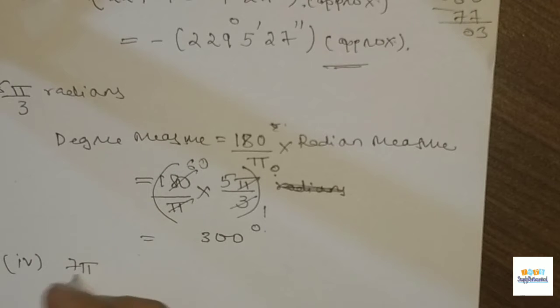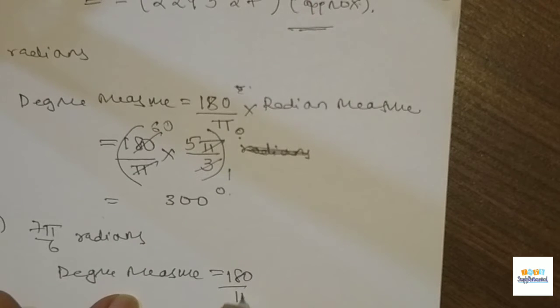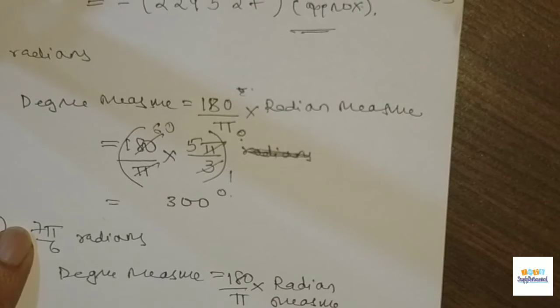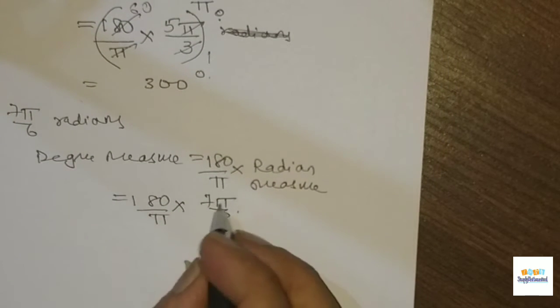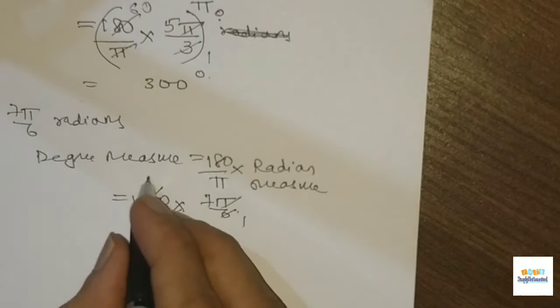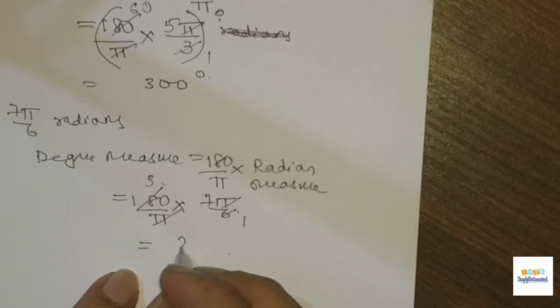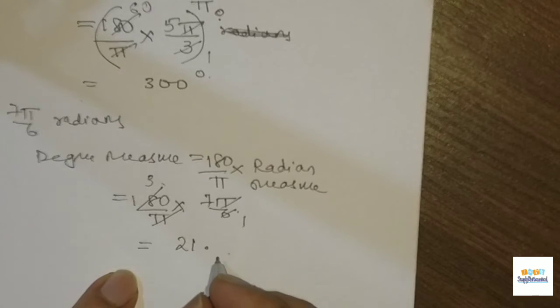Fourth one, 7 pi by 6 radians is given. Now degree measure will be what? Degree measure will be again 180 by pi into the radian measure. So which is equal to 180 by pi multiplied by the radian measure, which is given as 7 pi by 6. So pi will get cancelled. 6 ones are 6, 6 3s are 180. So 7 multiplied by 3 is 21. So the answer is 21 degrees, right?